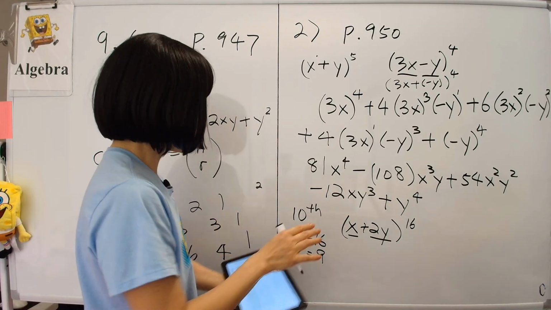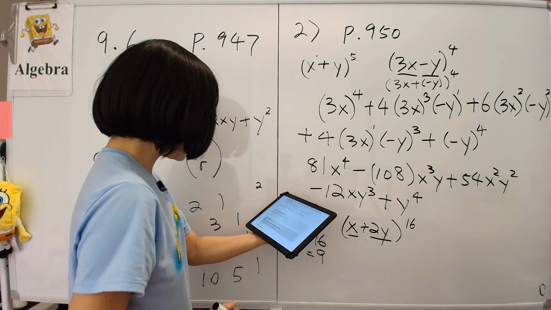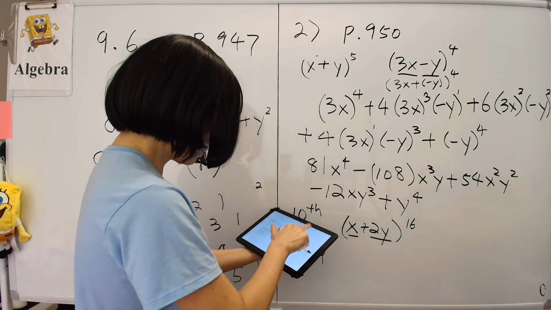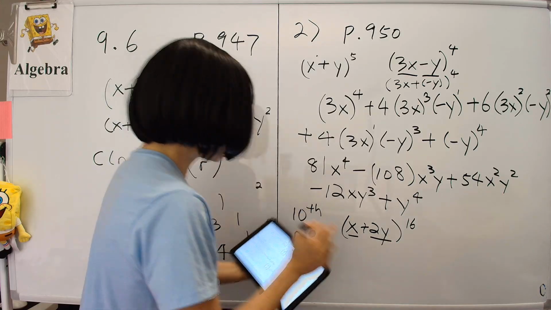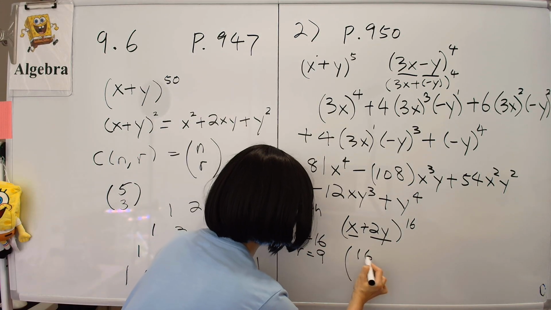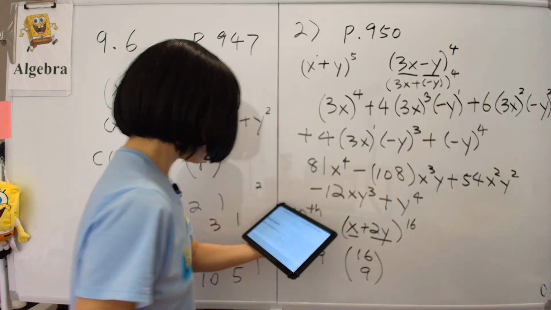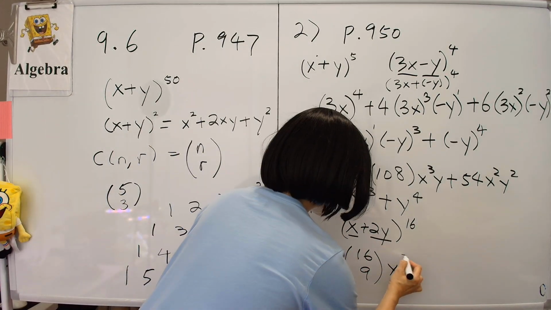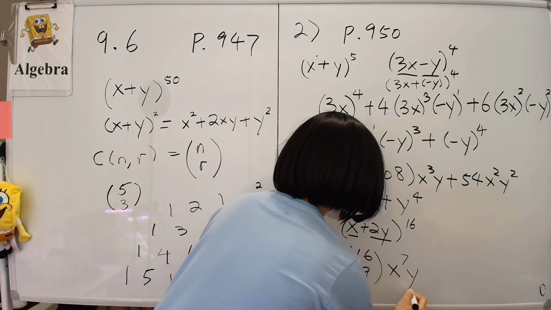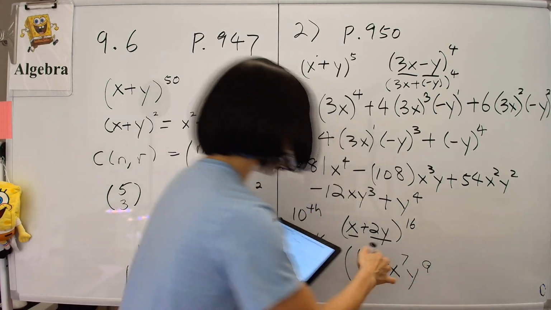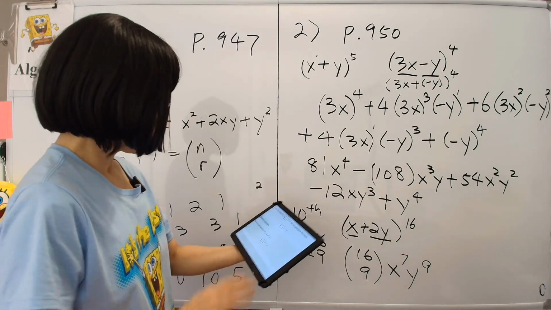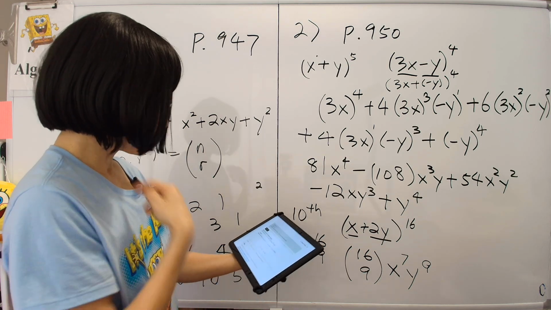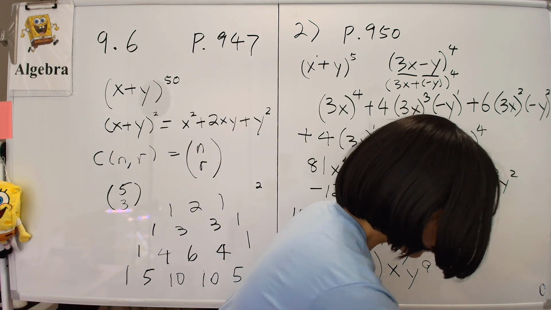Because they want the 10th term, that means r has to be 9, which by the given formula, as I copied it down here, will be equal to 16 choose 9, and then x to the power n minus r, which is 7, and then y to the power r, power 9. So that should be it. Then we need to figure out what 16 choose 9 is.